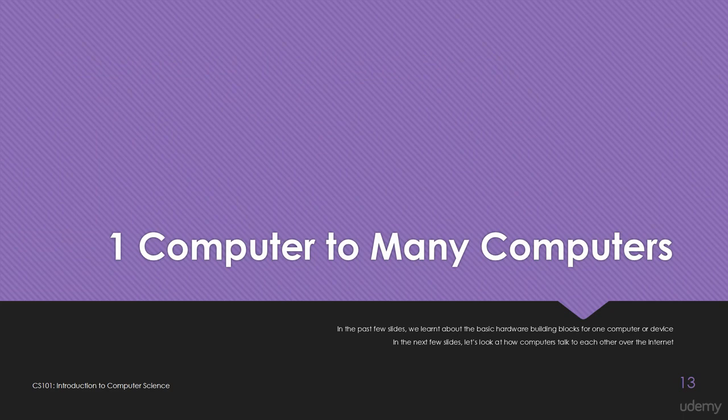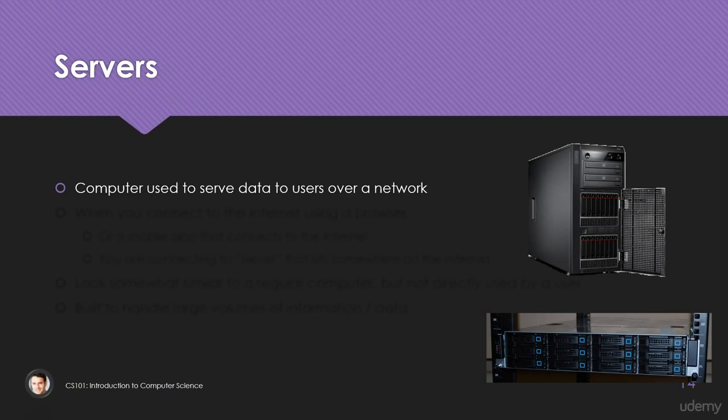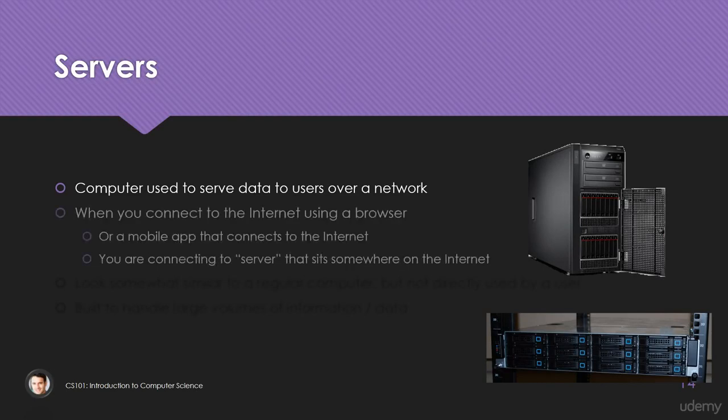So now that we've talked about one computer, let's talk about multiple computers. Though many of you may not actually use these in your day-to-day life, let's talk about how these operate. So what are servers? Servers are computers that are used to serve data to users over a network. When you connect to the internet using a browser, or you're using a mobile app that connects to the network and is pulling data from the internet, you're connecting to a server that sits somewhere on the internet or somewhere in the cloud, as people say. We'll talk about cloud computing a bit as well.